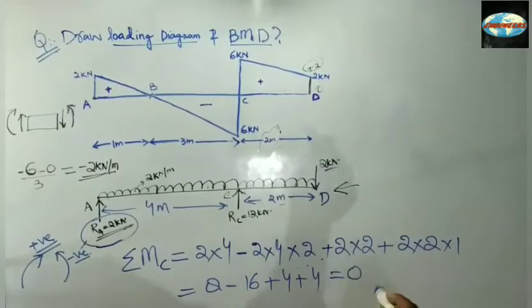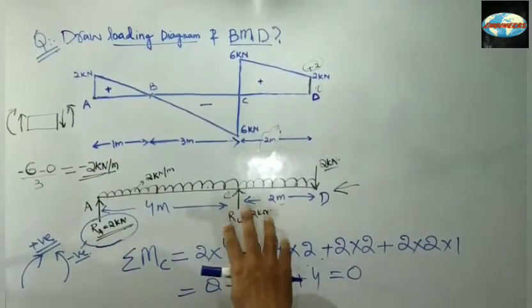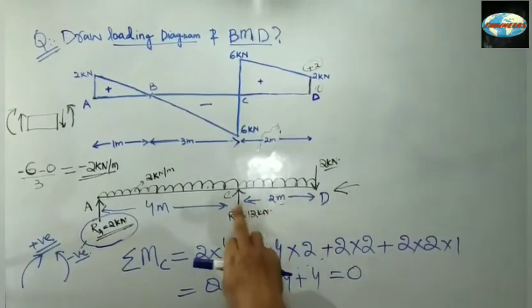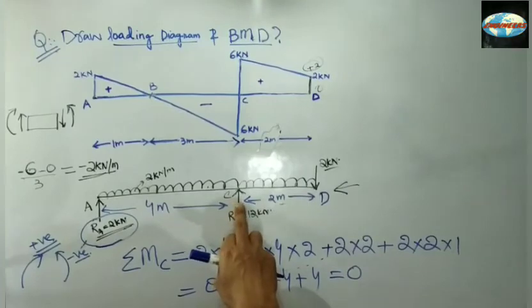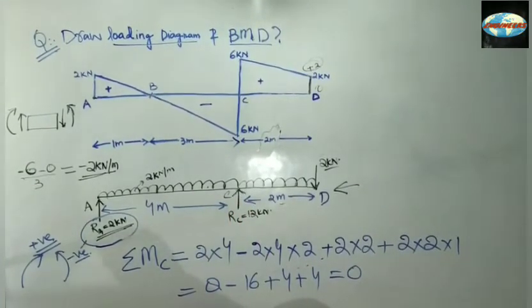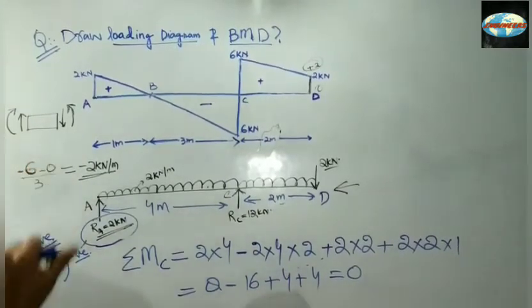So again we are getting the summation of moments about point C. The total moment about point C is 0. That means this support over here at point C is either hinged or it's a roller support. Okay, hope you have understood the concept. Now I hope if you apply this concept, you will be doing this very easily.